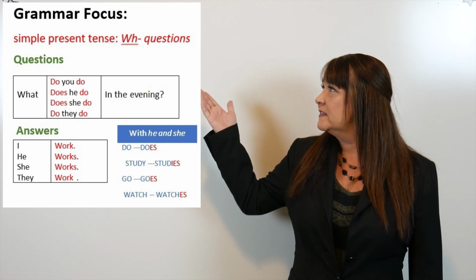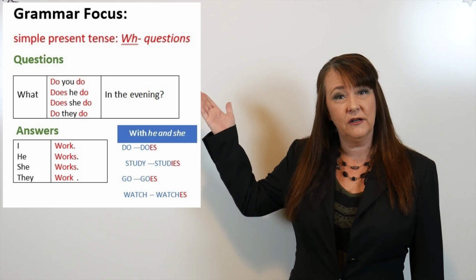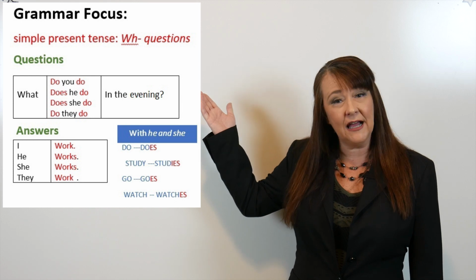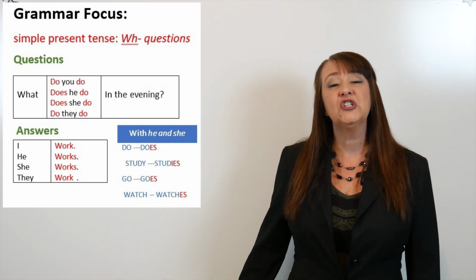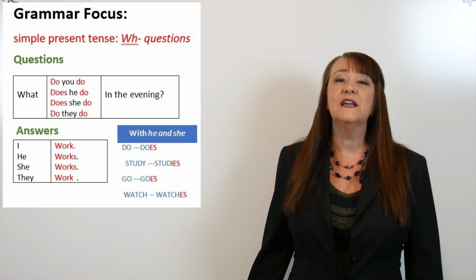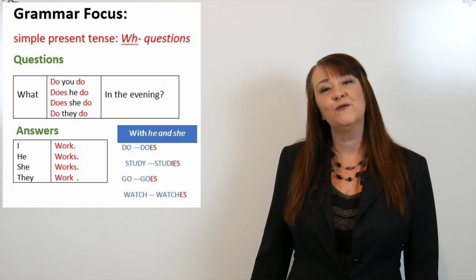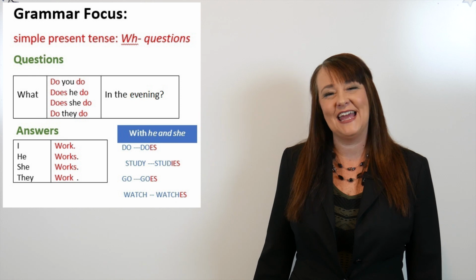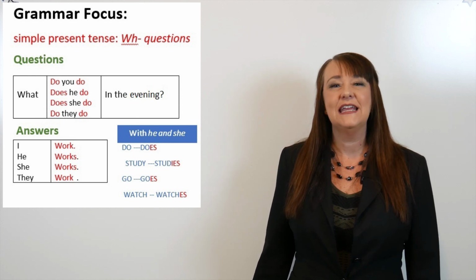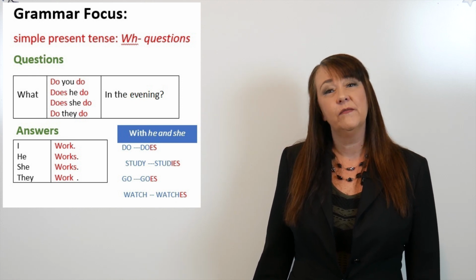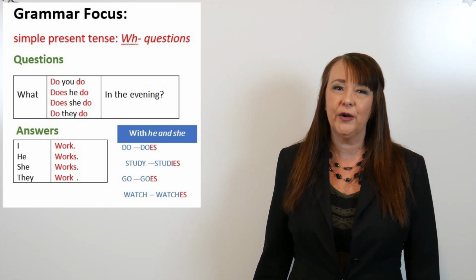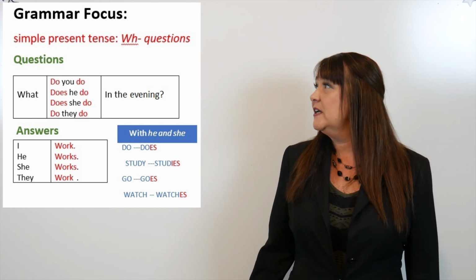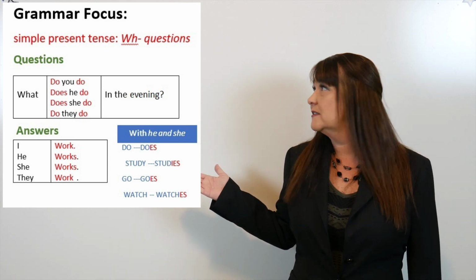Do you notice that the verb do changes to does when we use the pronoun he and she? This is a common way to change verbs into the correct tense when talking about he and she. We simply add an S to the end of the verb. Let's look at the answers to these questions.